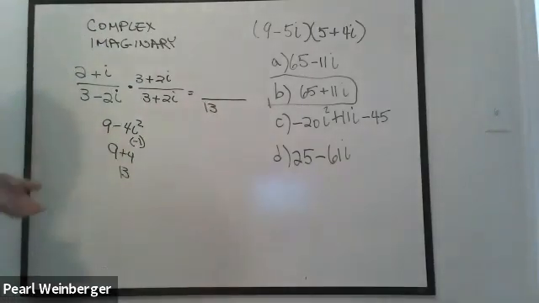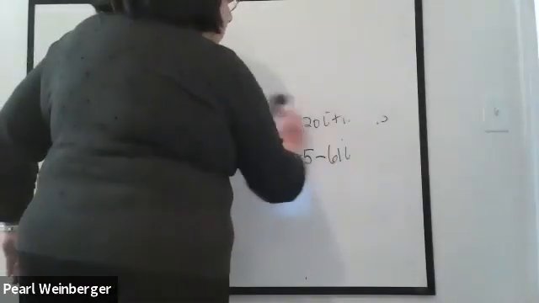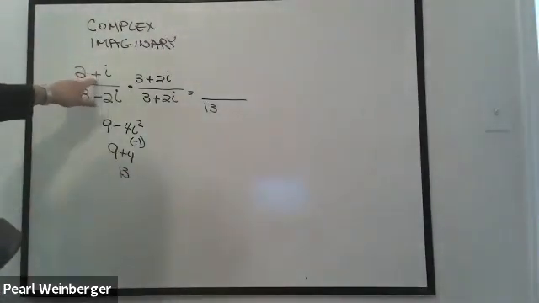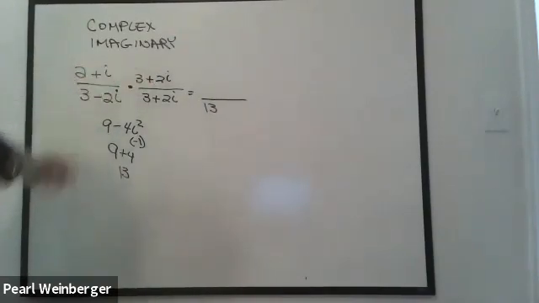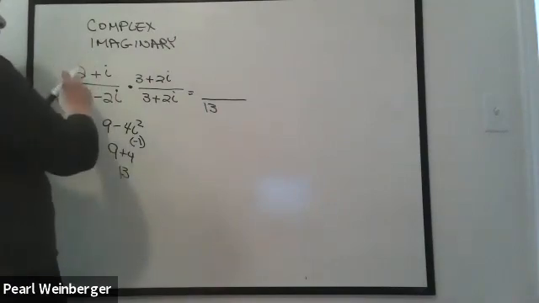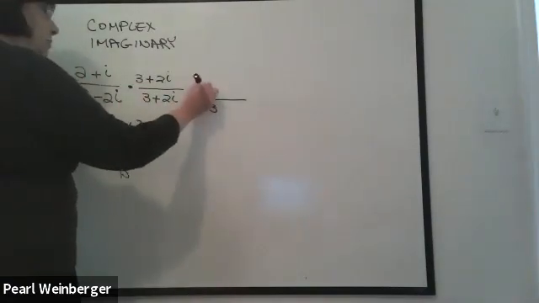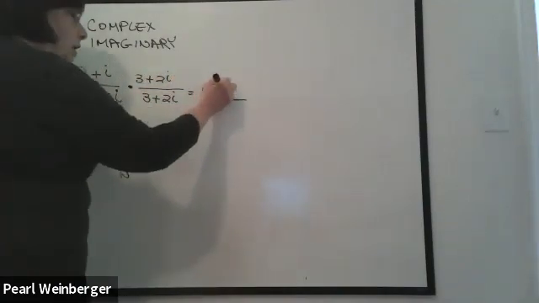Now I'm not finished with this problem because the numerator I have to take care of as well. And the numerator happens to be a complex number times a complex number. They are not conjugates, so I have to use the complete FOIL. I have to actually do FOIL. 2 times 3 will give me 6. Outer is 2 times 2i, which is 4i.